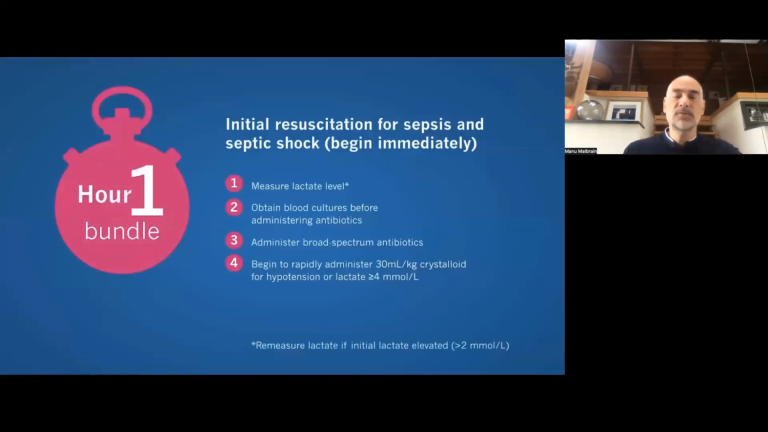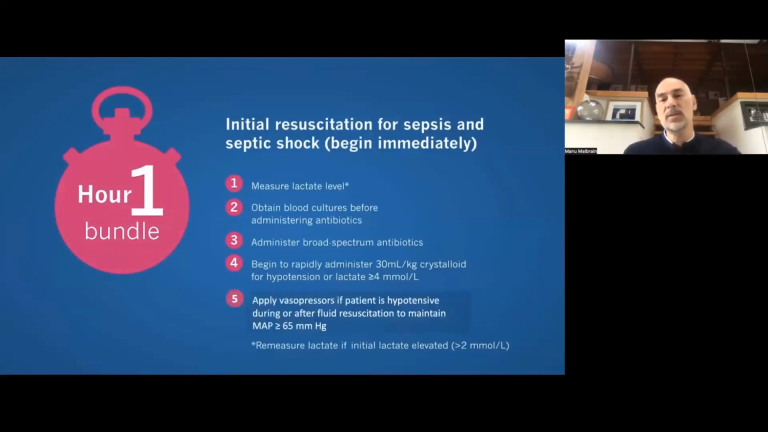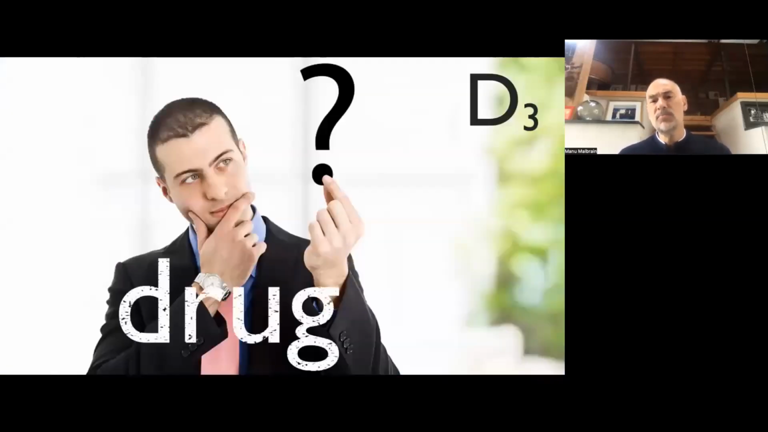So if we go back to the Surviving Sepsis campaign guidelines, we need to measure lactate and so forth and administer rapidly 30 ml per kilo crystalloids. So the 3-hour bundle has changed to a 1-hour bundle and has been added that we can also think of adding vasopressors. So let's move to D3, which is about the drug.